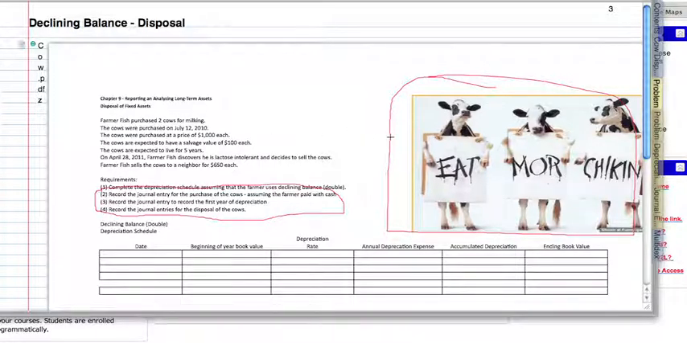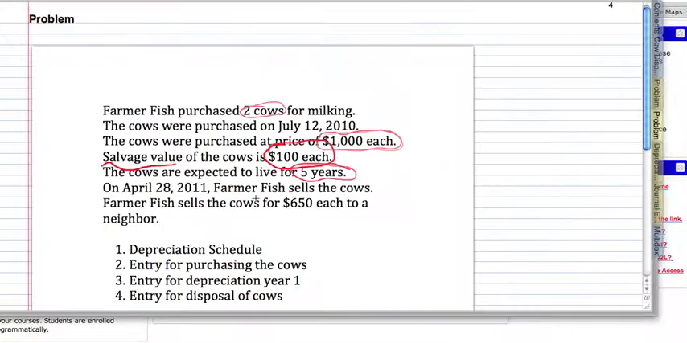So again, I'm going to refer to this problem with the picture of the cows in the corner, and we will be focusing on journal entries. So let's go ahead and get started. Again, I've blown up the information so that it's more viewable for you, and right here, this is what we're going to work through. Entry 1 would be for purchasing the cows, and we're going to assume that was done with cash.